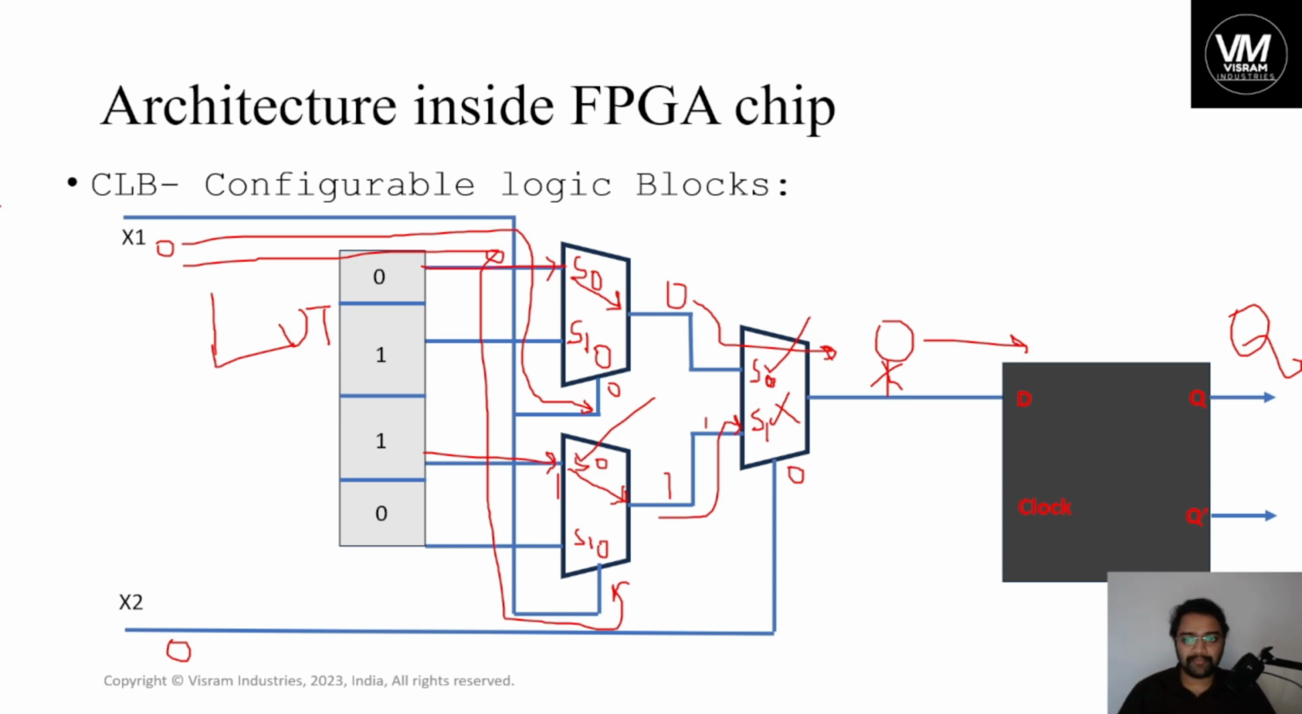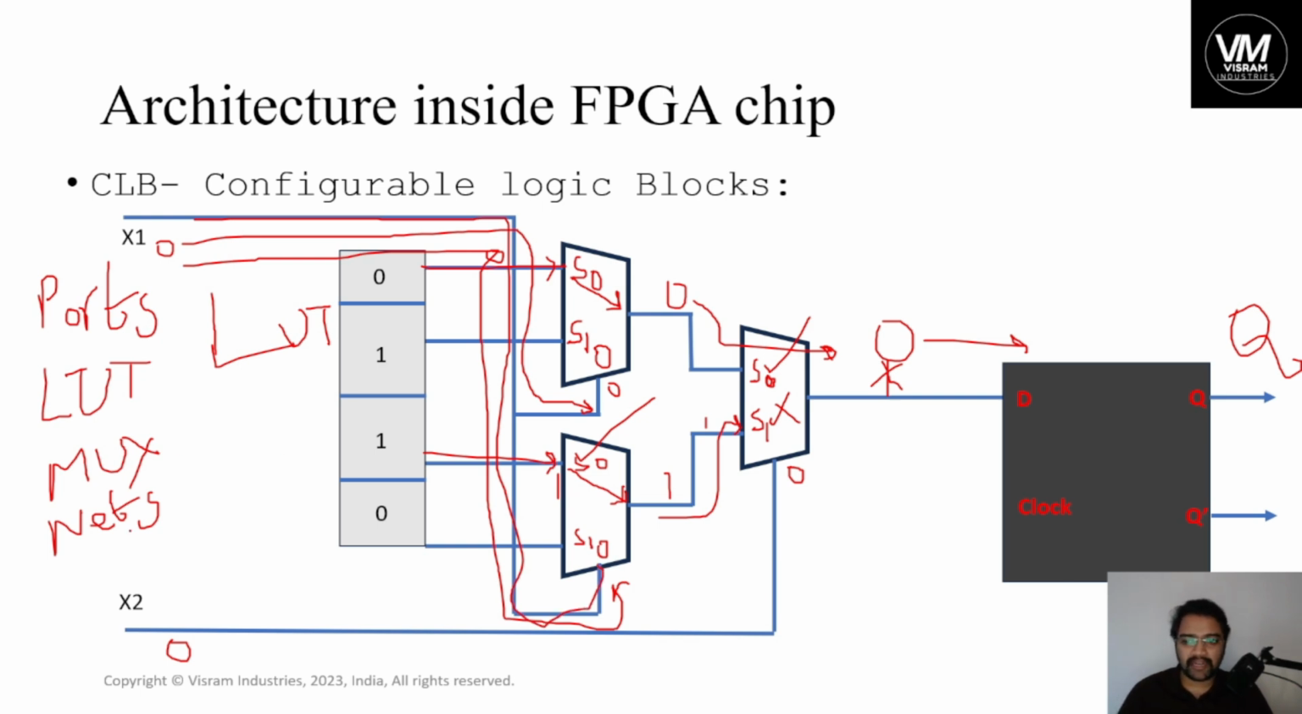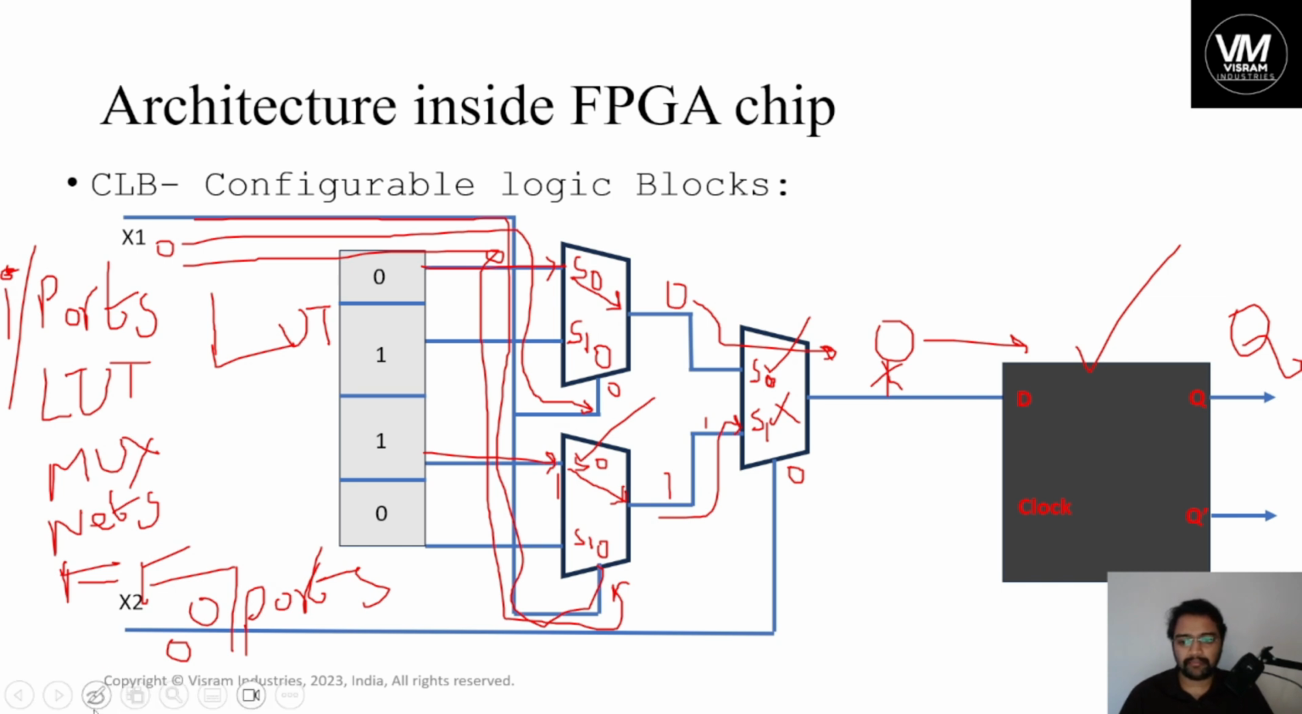So the basic components of configurable logic blocks are ports, lookup table, multiplexers, and nets, which are nothing but connections. These are the interconnected nets between two elements, and then after nets we have flip-flops, any flip-flop, but we consider only D flip-flop, which is more advantageous. And then output ports. So let me mention, these are the input ports and we have output ports. So these are the components of configurable logic blocks. This is how it all appears.